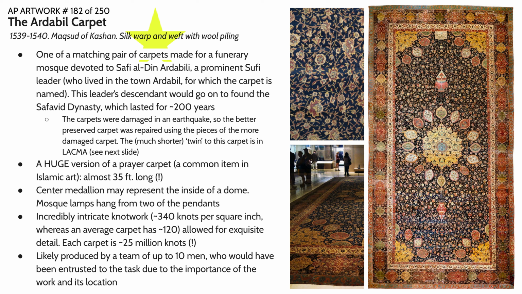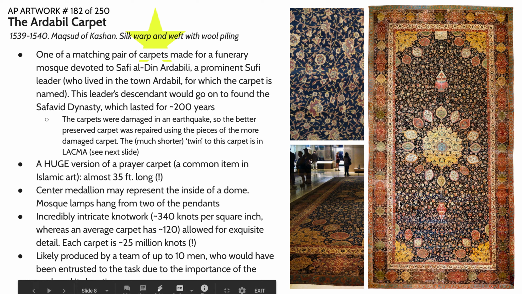And one of the things that is particularly notable about this carpet is the degree of detail that is evident. And one of the ways that this detail was able to be achieved was the high knot count per square inch. So typically when you purchase a Persian carpet, it has around 120 knots per square inch. So that's the number of times that the manufacturer is tying the wool piling onto the silk back.